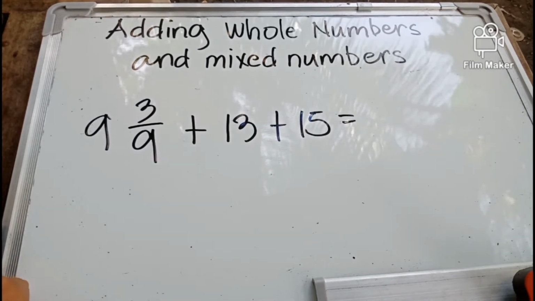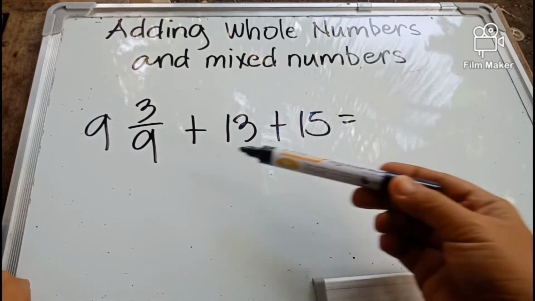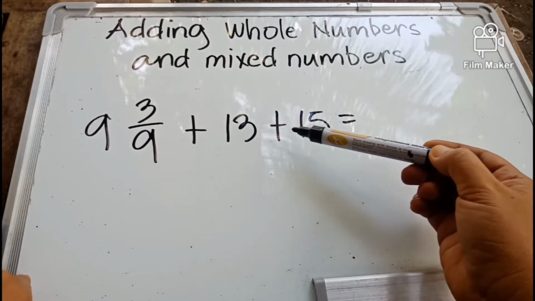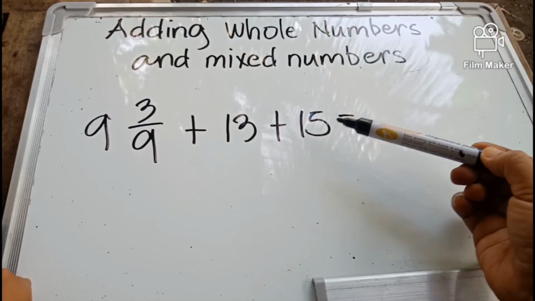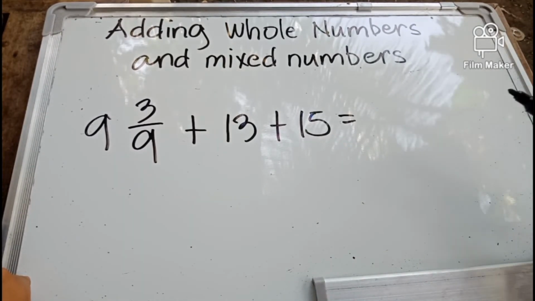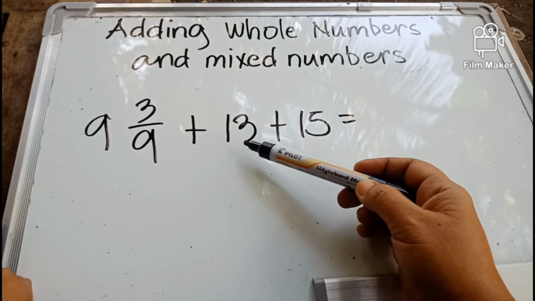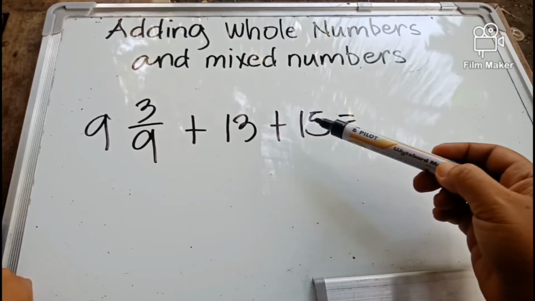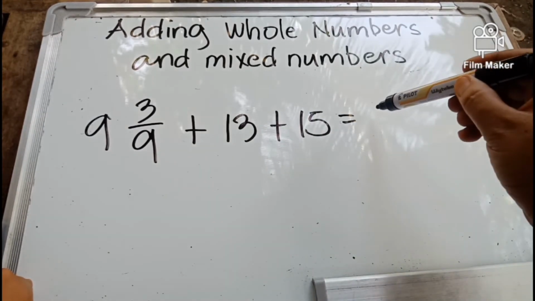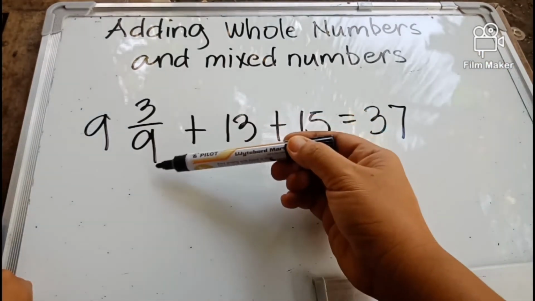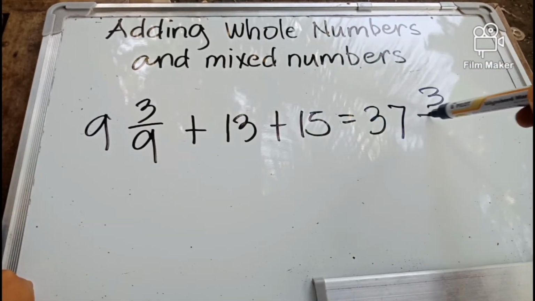Okay, last example of adding whole numbers and mixed numbers. So, meron ako ditong 9 and 3/9 plus 13 plus 15. So, gaya ng sinabi ko, unahin nating i-add ang mga whole numbers. So, 9 plus 13 equals 22. Plus 15 equals 37. And then, kopyahin lamang yung ating fractions.